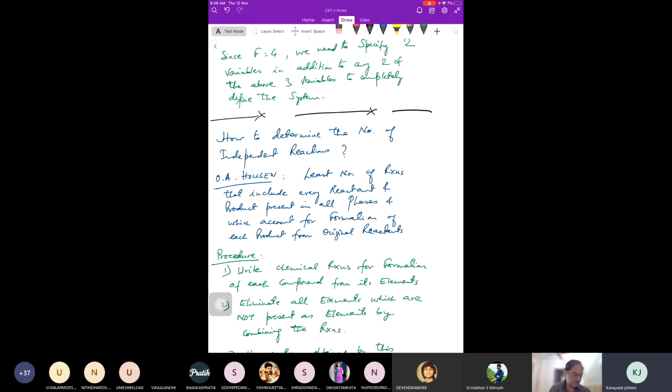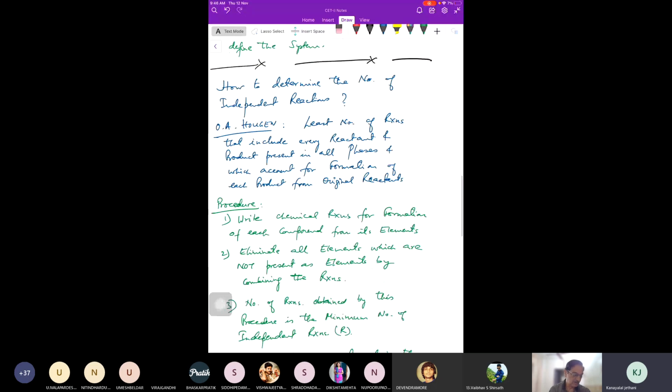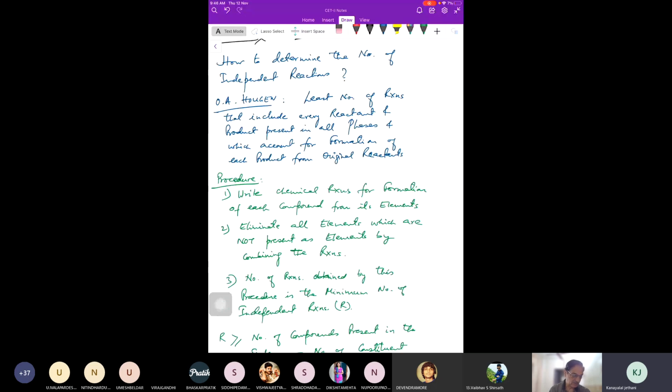So Haugen has defined it like this: the least number of reactions that include every reactant and product present in all phases and which account for the formation of each product from original reactants. So original reactants jo hai aur products jo hai wo sab figure karna chahiye. उसने कुछ प्रोसीजर भी डिफाइन किया है, which is to write chemical reactions for formation of each compound from its elements. Right, what is the reaction for formation of water from its elements? क्या होगा?